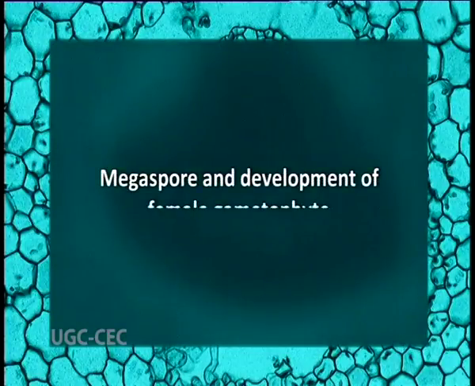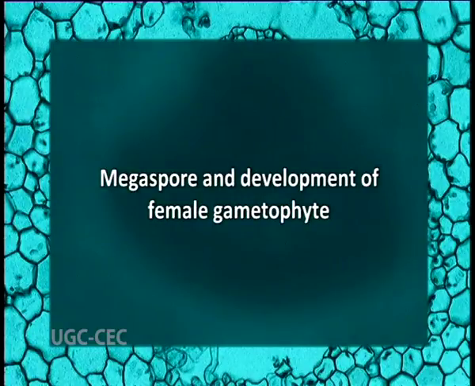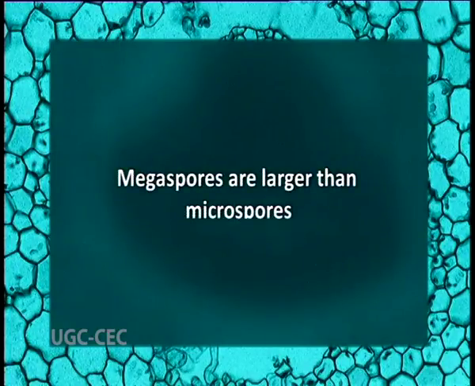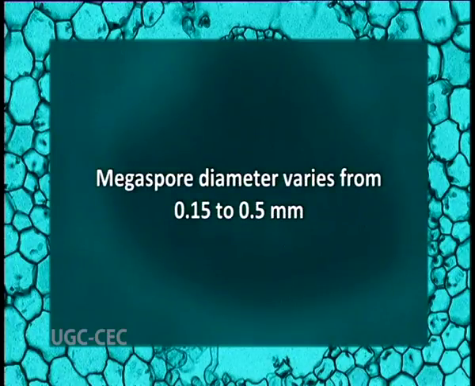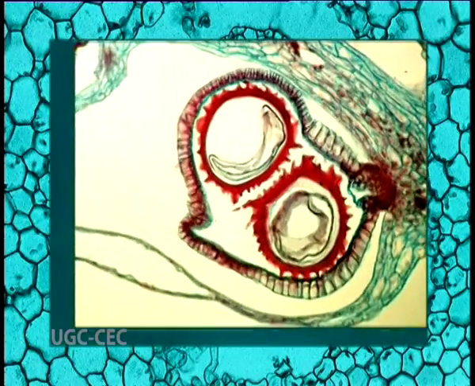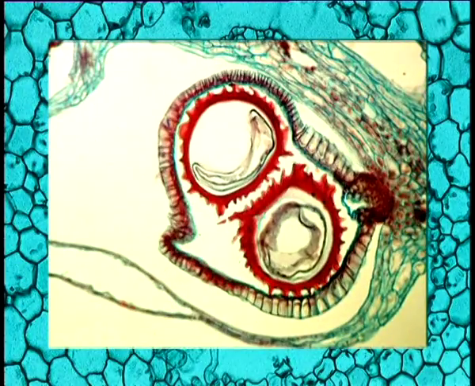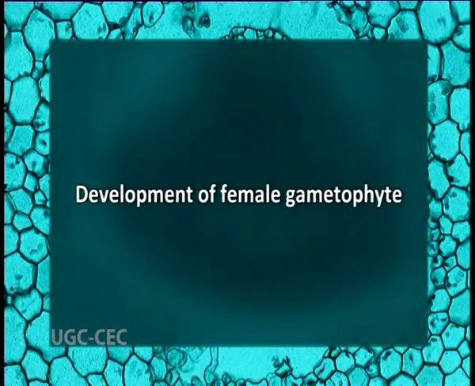Now, megaspore and the development of female gametophyte. Megaspores are much larger than microspores. The diameter varies from 0.15 to 0.5 mm. Usually, all the megaspores in the megasporangium are approximately of the same size and are arranged in tetrahedral tetrads. Now, the development of female gametophyte.